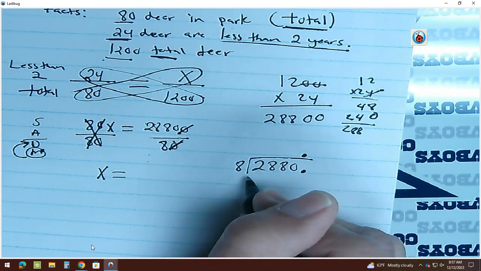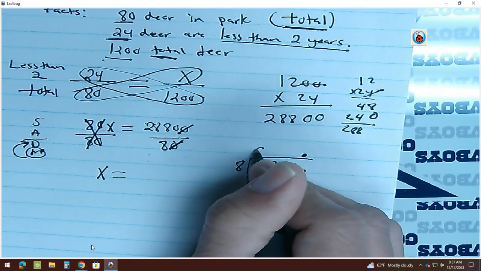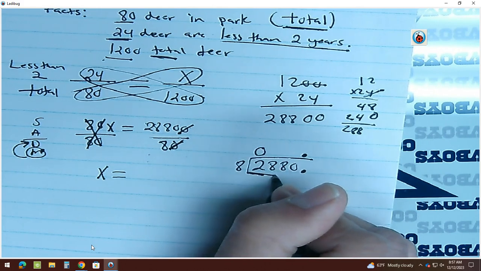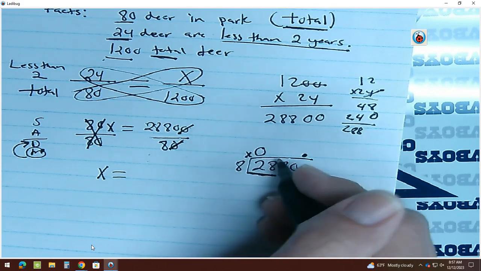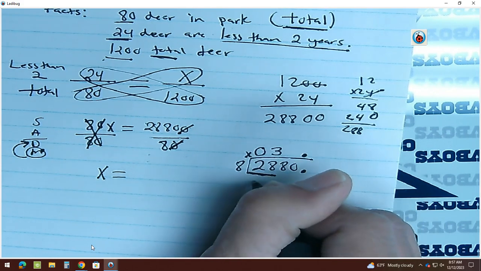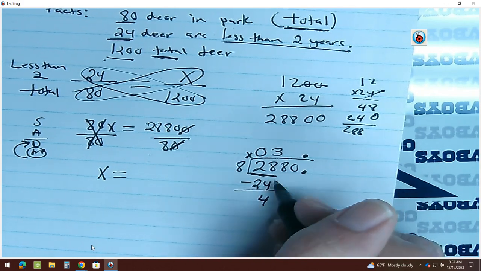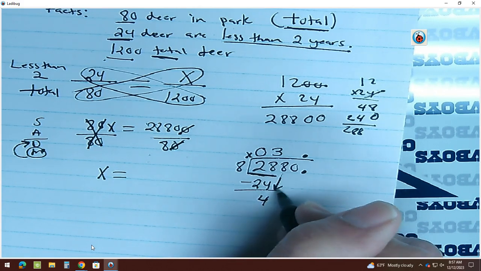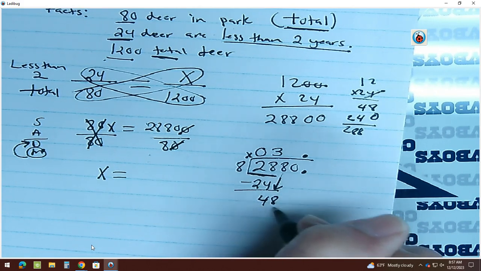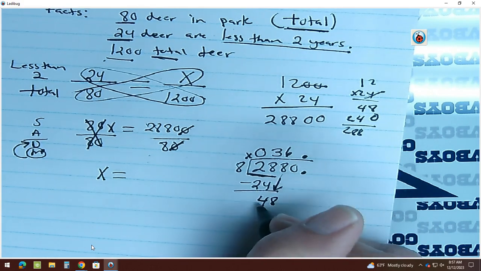Then we can start dividing, and we go one digit at a time. 2, would that be enough for 8? No, it won't. 28, would that be enough for 8? Yes. Times what? You go to your times tables. 8 times 3 would be 24. Now we're done with that place. Now this guy is next. The next 8 is next. 48, would that be enough for 8? Yes. 8 times what? 6. That would be 48.